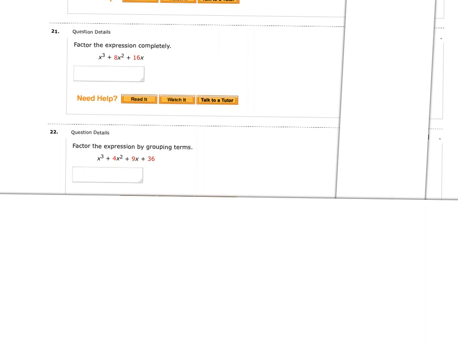All right, next up, number 21. The kind of key on this one is that we do have a GCF, so you should take an x out before you start. And that'll be x squared plus 8x plus 16. And then you're going to go into the diamond like we did before. So I'll let you guys do that one. And then grouping here, we kind of already did this. So we'll do the grouping.